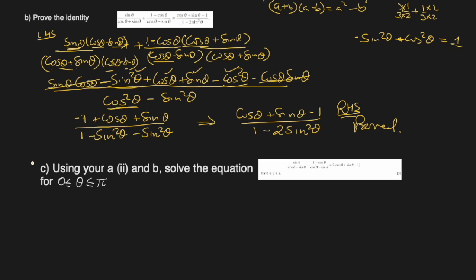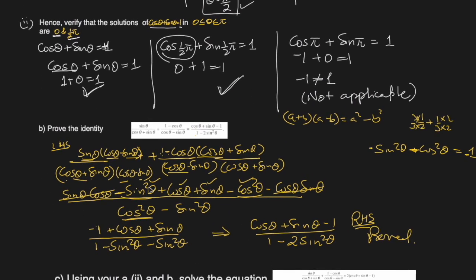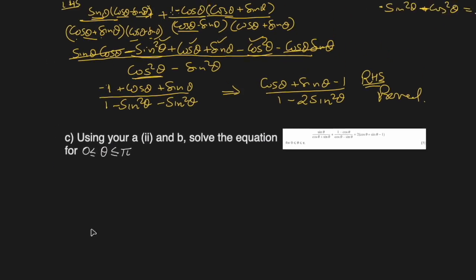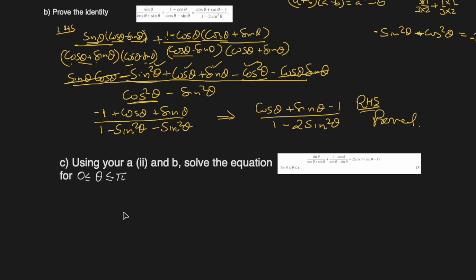Okay. Now, using your answer in A part 2. What was A part 2? Okay, A part 2 was that cos theta plus sin theta is 1 for only these two. Okay, I'll keep that in mind. And B, this is the identity. Okay, and then we have to do what? We have to solve this equation.